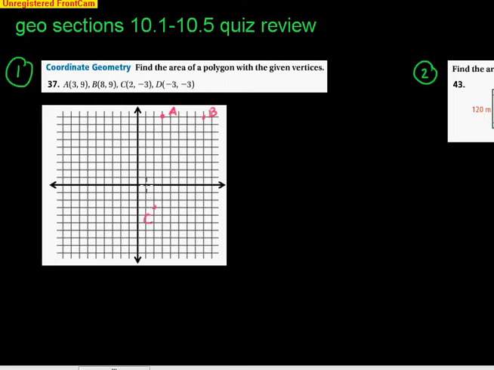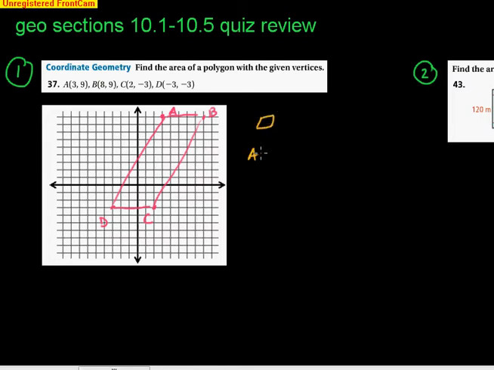And D is at negative 3, negative 3. And here we go. So let me see if I can connect this figure sort of right. So we have this figure right here. It looks to be a parallelogram, okay? So we have a parallelogram here. So this is a parallelogram.